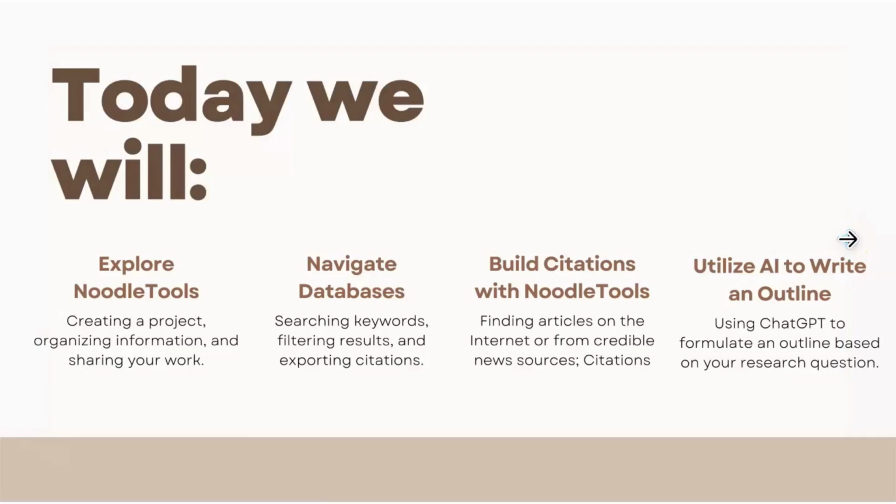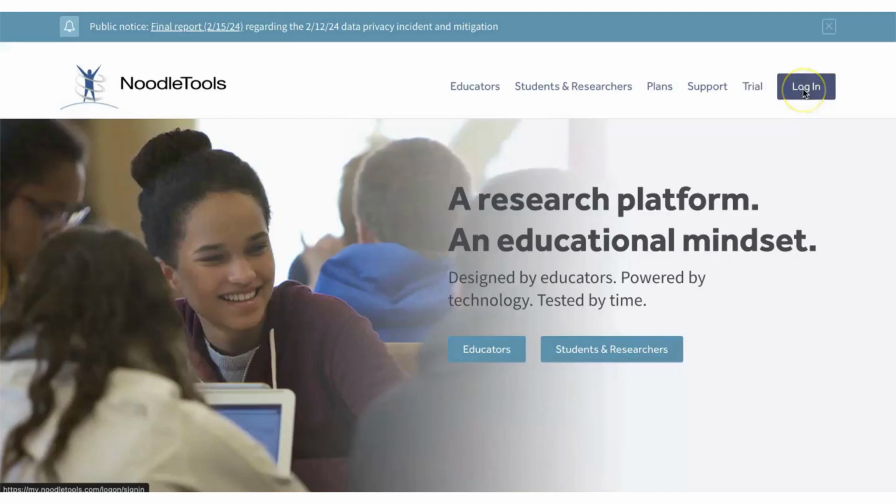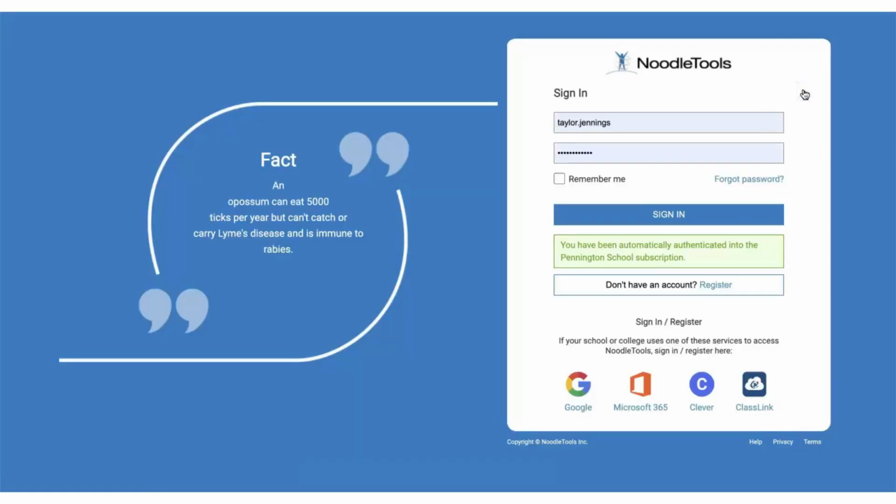Today we will continue working with NoodleTools to create citations, navigate databases and export citations directly to NoodleTools, create manual citations from online articles and news sources, and use ChatGPT to write an outline to support your projects. If you already have a NoodleTools account, go ahead and log in. If you don't have an account, select the register link at the bottom of the login box.